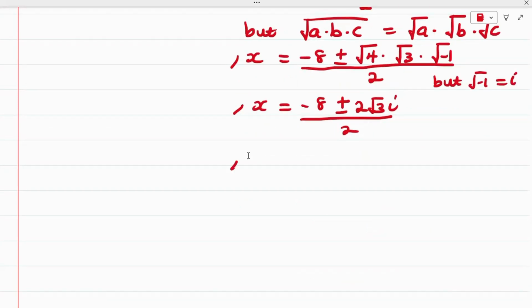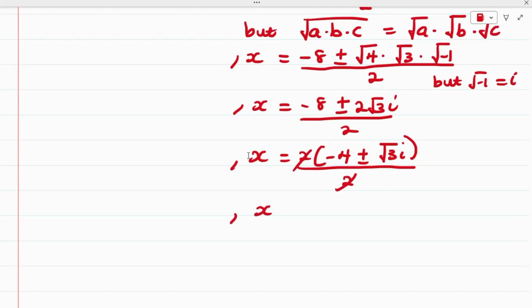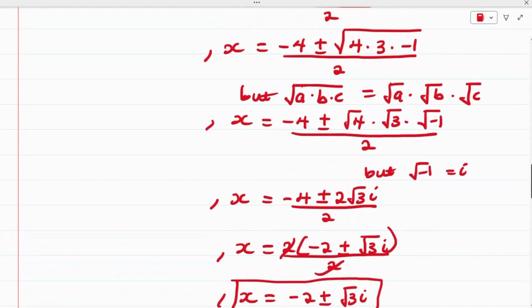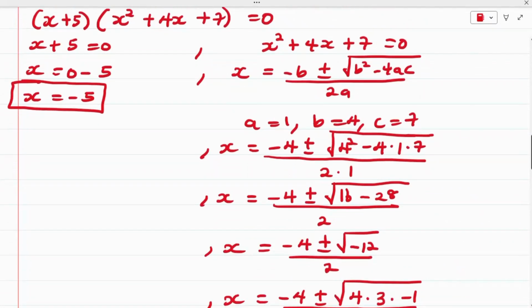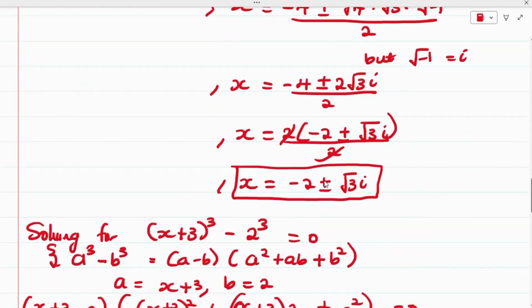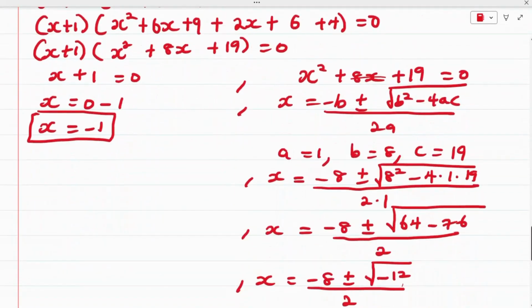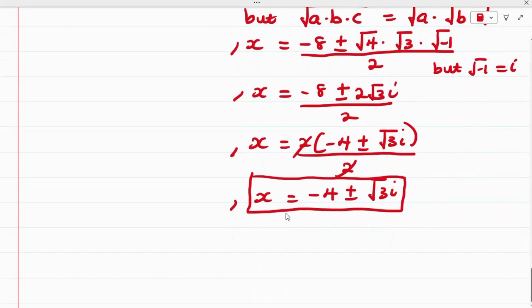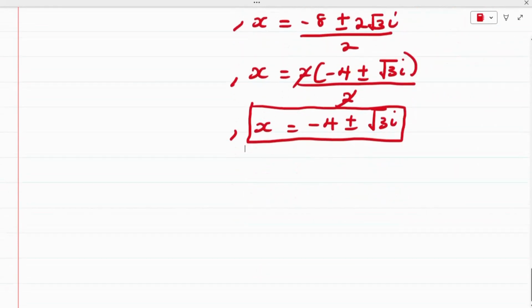So at this point, we have that x is equals to, if we factor out 2, (−4 ± √3 i) / 1, so we cancel out, and we have that x = −4 ± √3 i, and this becomes the fifth and sixth value of x. So right here we have been able to find all the values of x. So we have the first value of x to be −5, we have the second value of x to be −2 ± √3 i, and we have the next value of x to be x = −1, and we have the fifth and sixth values of x to be −4 ± √3 i.